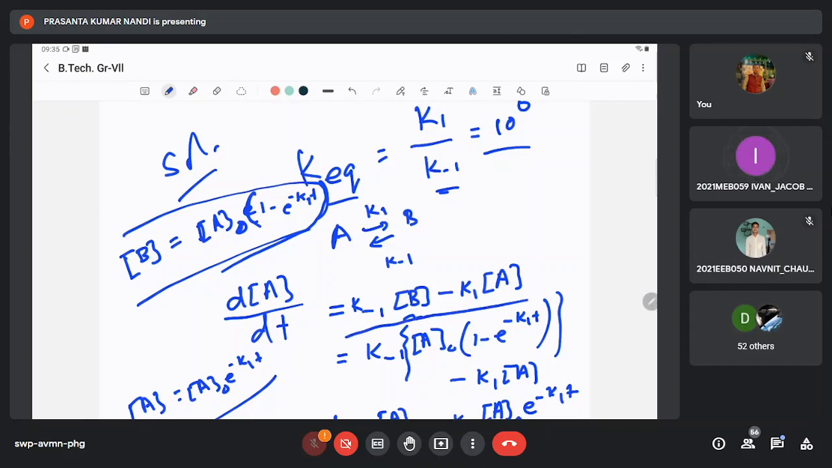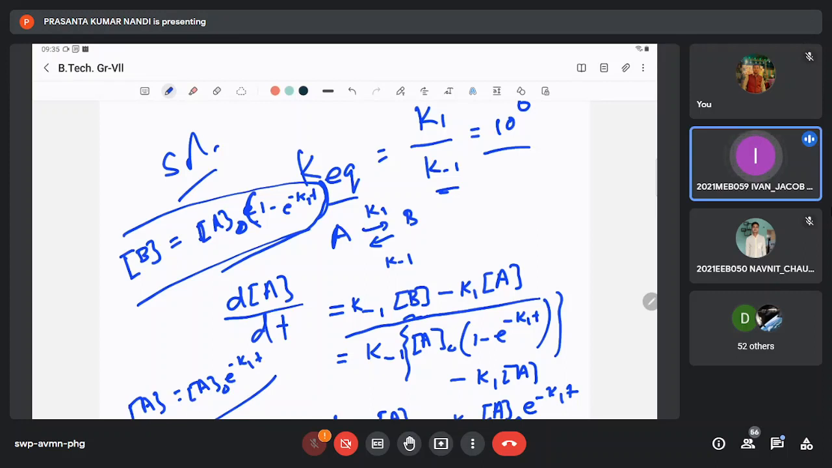Then we put what is the product concentration in the first order. I have already discussed, you can check it also. A0 into 1 minus e to the power minus K1t. So if you put it here, then what can you write?